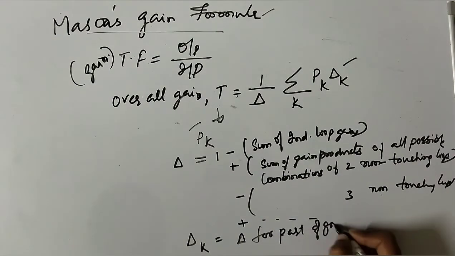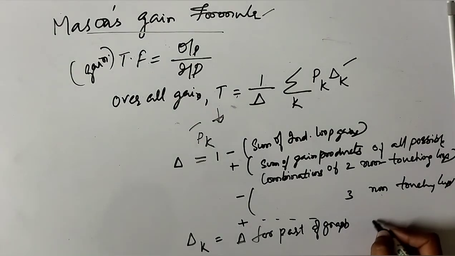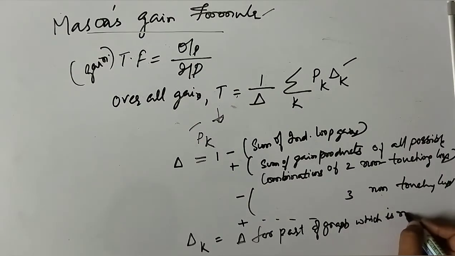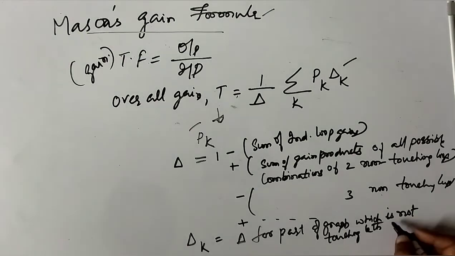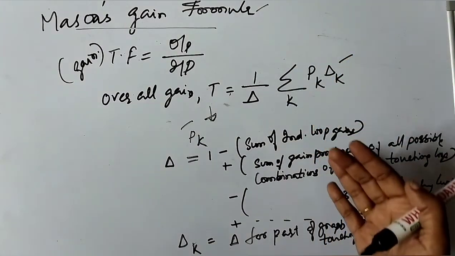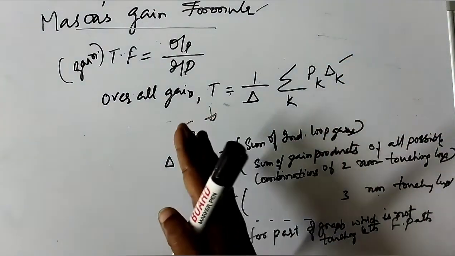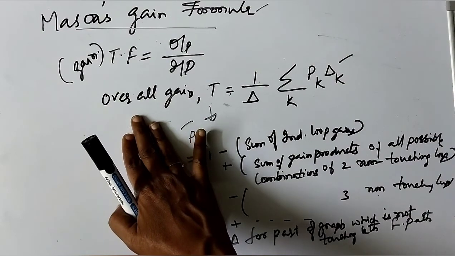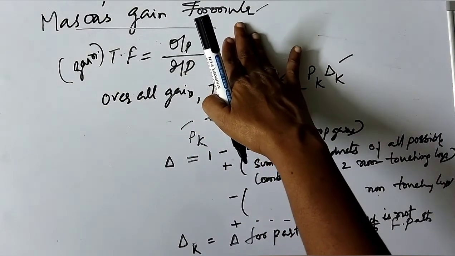which is not touching the kth forward path. For reducing the signal flow graph and finally finding the transfer function or overall gain, you are supposed to use this Mason's gain formula.